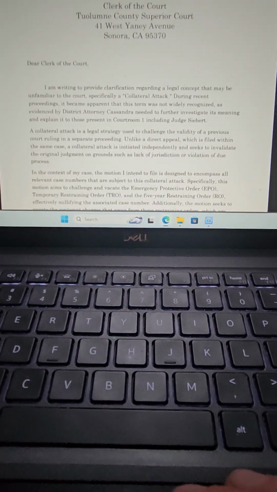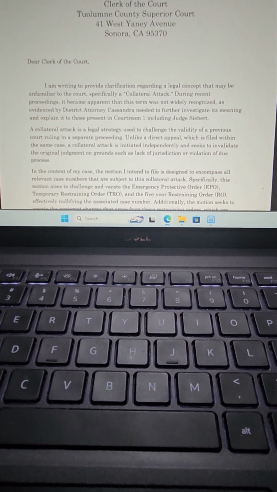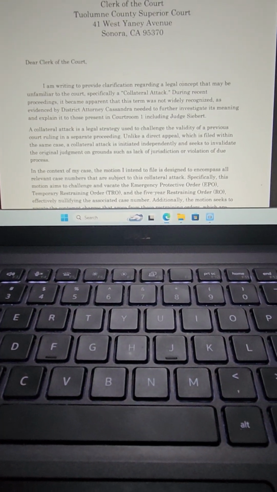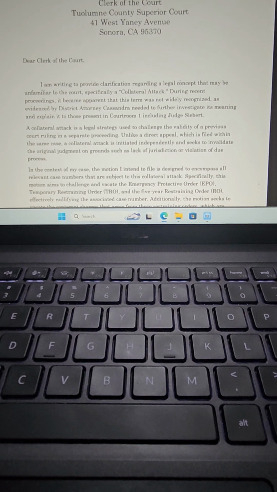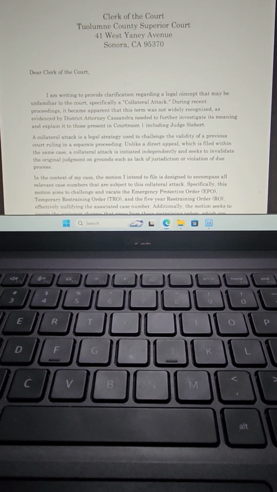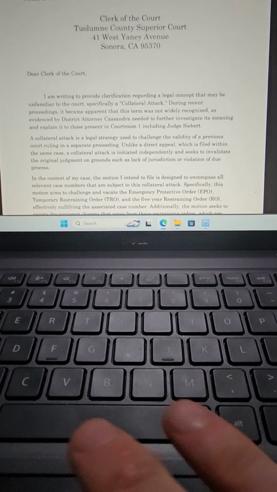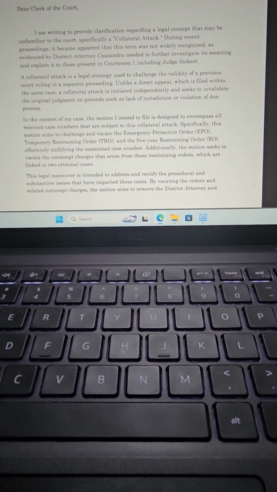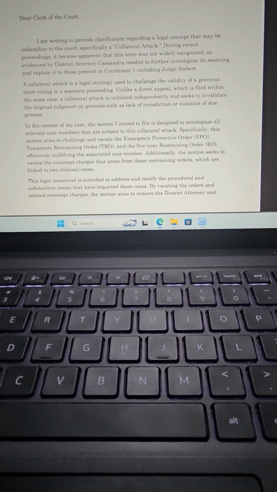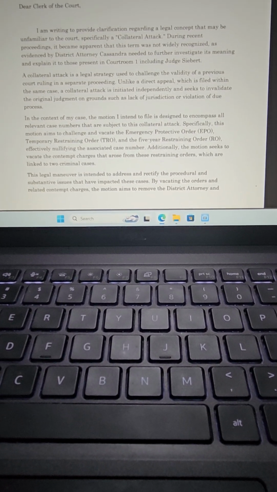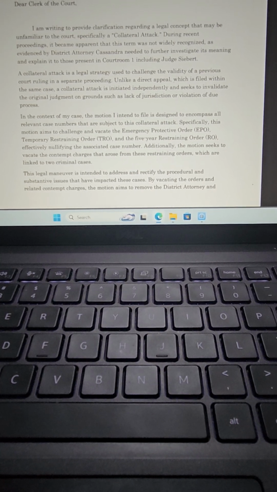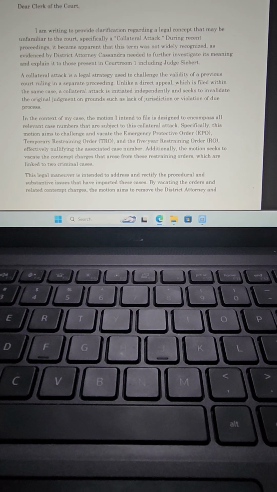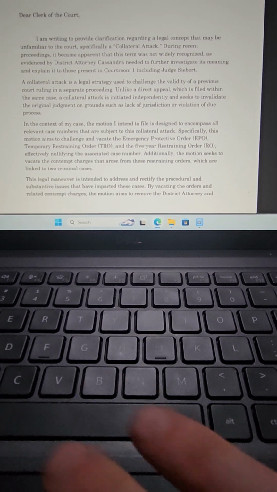Dear clerk of the court, I'm writing to provide clarification regarding a legal concept that may be unfamiliar to the court, specifically a collateral attack. During recent proceedings, it became apparent that this term was not widely recognized, as evidenced by District Attorney Cassandra needing to further investigate its meaning and explain it to those present in the courtroom, including Judge Siebert. A collateral attack is a legal strategy used to challenge the validity of a previous court ruling in a separate proceeding. Unlike a direct appeal, which is filed within the same case, a collateral attack is initiated independently and seeks to invalidate the original judgment on grounds such as lack of jurisdiction or violation of due process, which, yes, they did not have grounds.